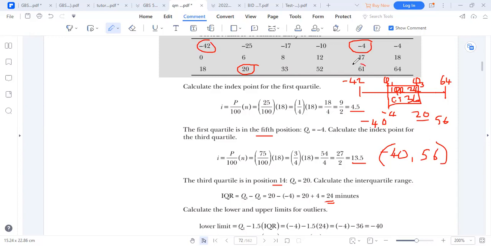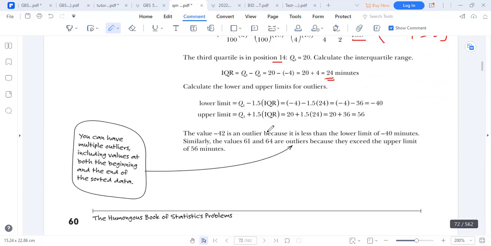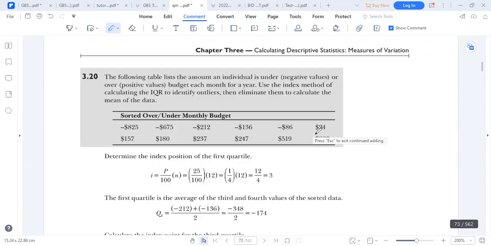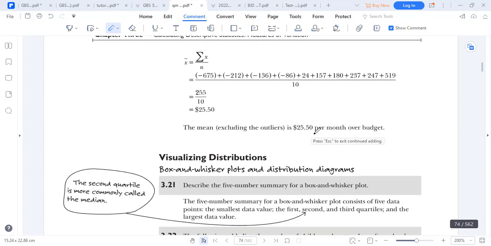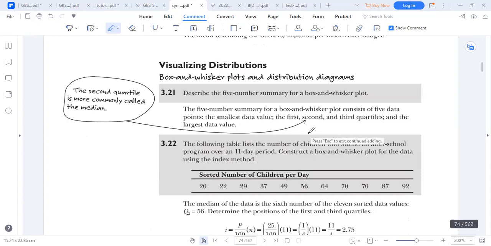Which numbers are above 56? The 61 and 64. So 61 and 64 is an outlier. Also, negative 42 is an outlier because it's less than negative 40. So all these outliers, it's not always that we find one. These are figures that are outside range, right? So that is how we find the outliers. So the principle is the same throughout in identifying outliers. This is what you do.